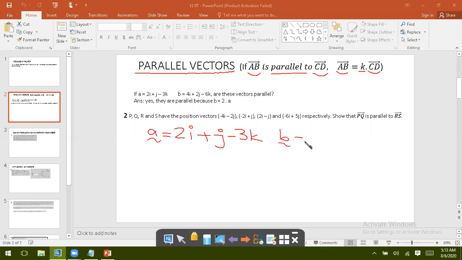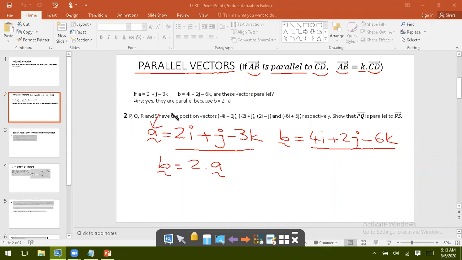If you look at both vectors here, you will see that vector B is 2 times vector A. Is that right? If I multiply A by 2, I will get vector B. So I am multiplying A by 2: 2 times 2i makes 4i, 2 times j makes 2j, negative 3k times 2 makes negative 6k. So we can write that vector B is equal to 2 times vector A. What does that mean? After writing this, you will say that vector B is parallel to vector A. So here is the main rule for parallel vectors.